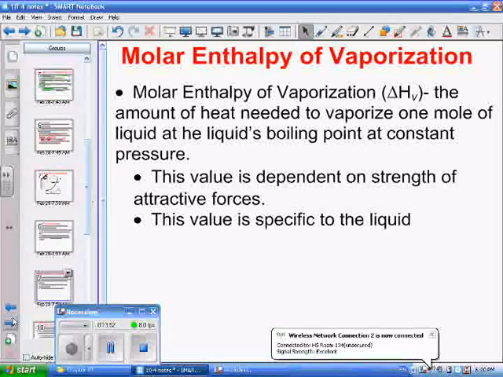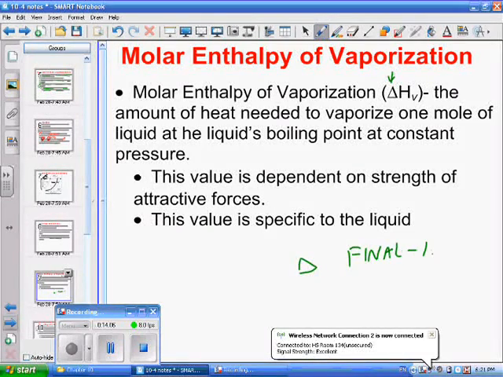Okay, molar enthalpy of vaporization is defined as, now this symbol right here, this is a delta, it's a Greek letter. A delta means change in. Delta is defined as final conditions minus initial conditions. Final minus initial. So there's going to be like a little subtraction here on this stuff right here. So the molar enthalpy of vaporization.